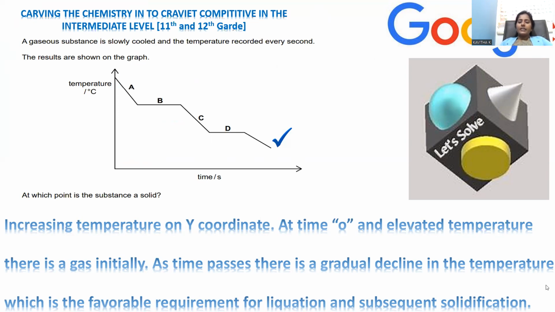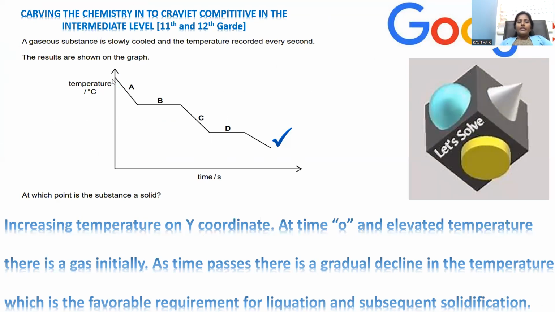Let's get the detailed explanation. Increasing temperature on the y coordinate. If you observe, the y coordinate is mentioned for temperature. So an arrow is shown towards the upside. That indicates the temperature is gradually increasing.